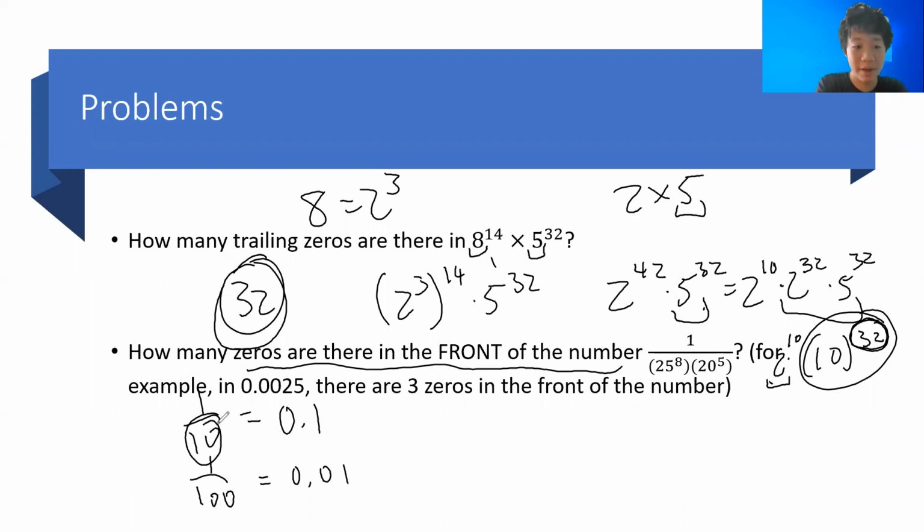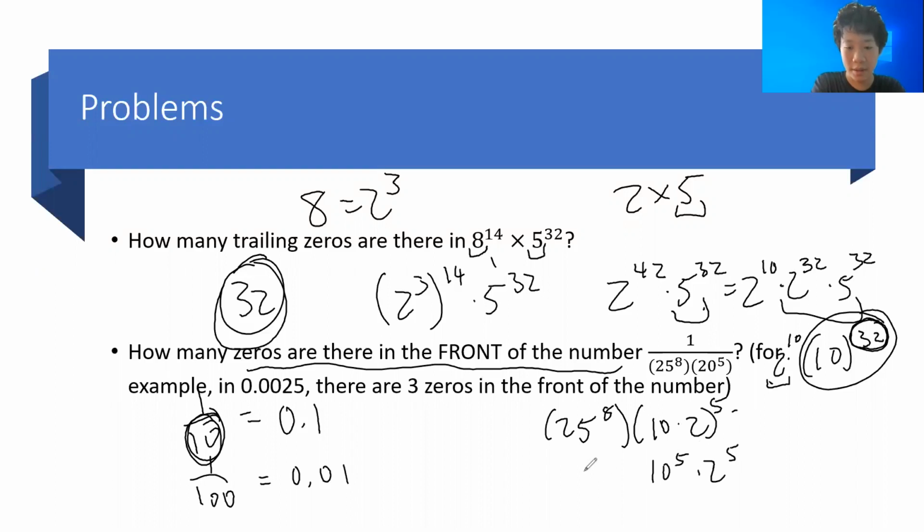So we want to find how many powers of 10 are there in the denominator. Well, that's not that bad, right? All you have to do is find the amount of tens in this number. 25 to the 8th times 20 to the 5th. First of all, we already have tens in 20 to the 5th. We can divide 20 to the 5th up into 10 times 2 to the 5th. And then that's 10 to the 5th times 2 to the 5th times 25 to the 8th. We already have 5 tens. Okay? So we already have 5.